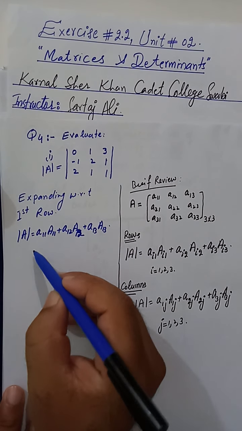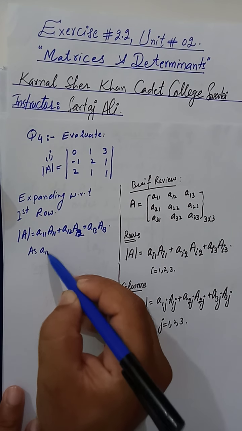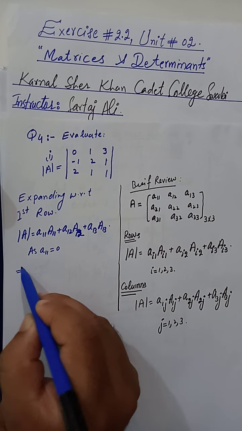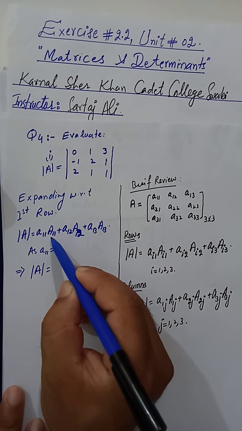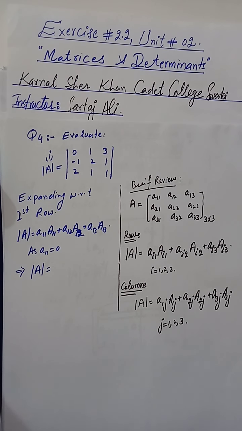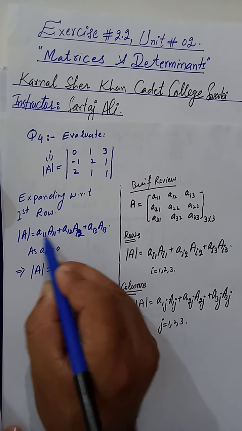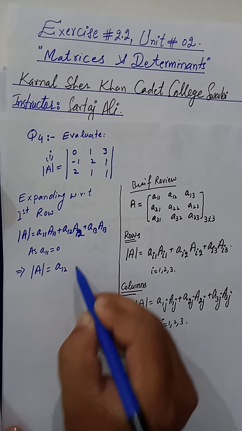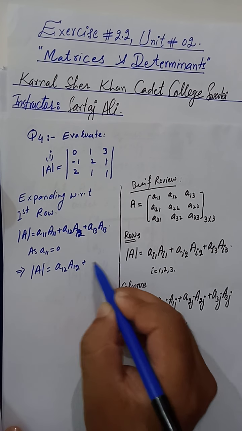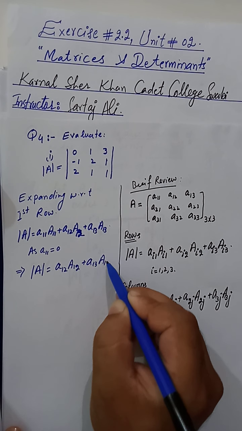So actually a11 is 0, so this implies that the determinant will be equal to 0 multiplied by the cofactor of a11. So remember, cofactor of every element is a number, so that number multiplied by 0 you will get 0. So here you didn't need to find out the cofactor A11. So that will be 0 multiplied by this cofactor, you will get 0.